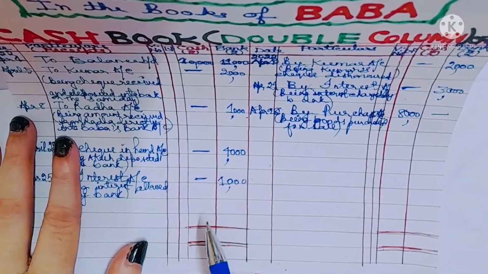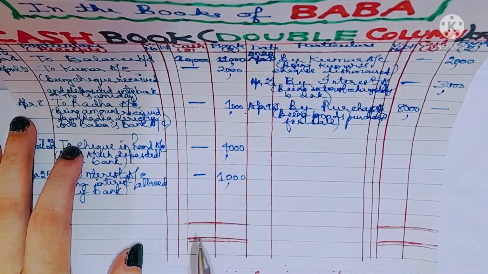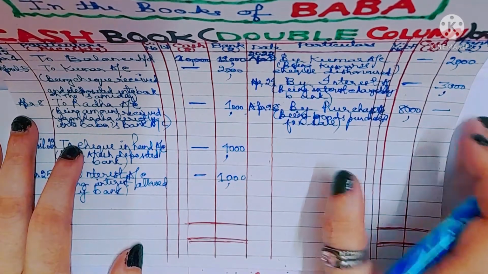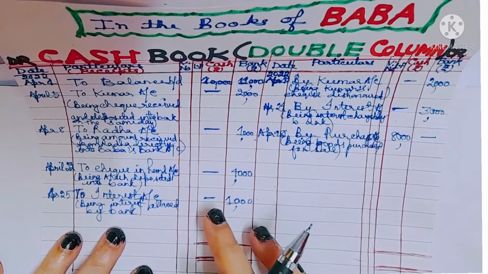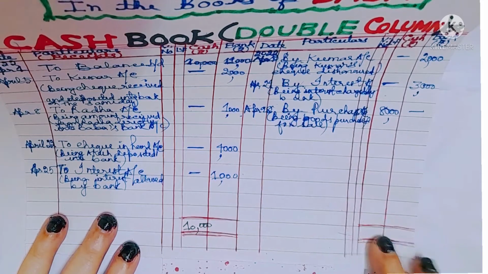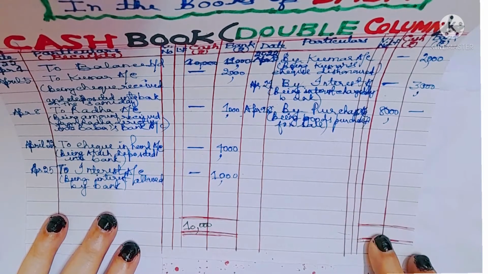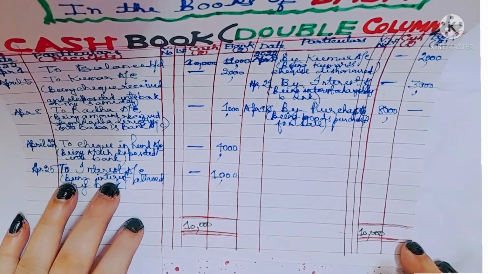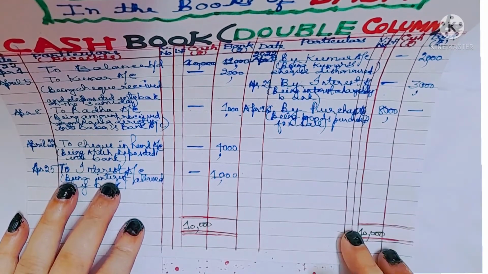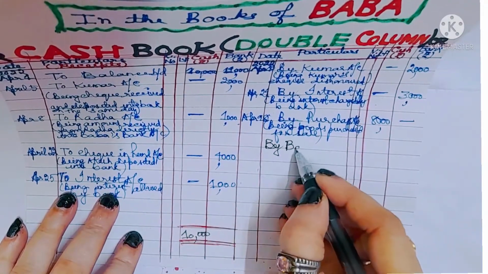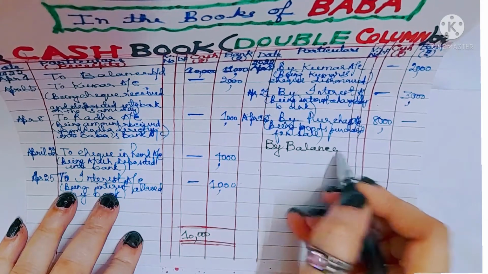Now, let's calculate the total of the cash column on the debit side and the total of the cash column on the credit side. The total of the cash column on the debit side is 10,000 and on the credit side is 8,000. So we cannot write 8,000. The rule is, whichever is bigger, we have to write the bigger total on both sides: 10,000. So there is a shortfall on the credit side in the cash column. So we have to balance it. We'll write "by balance c/d" to balance the cash book.